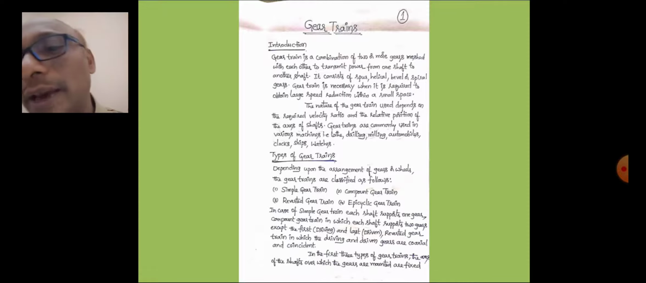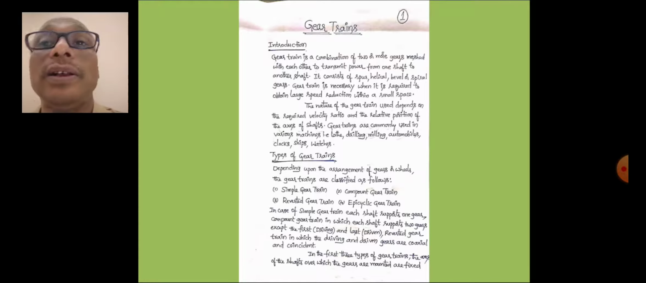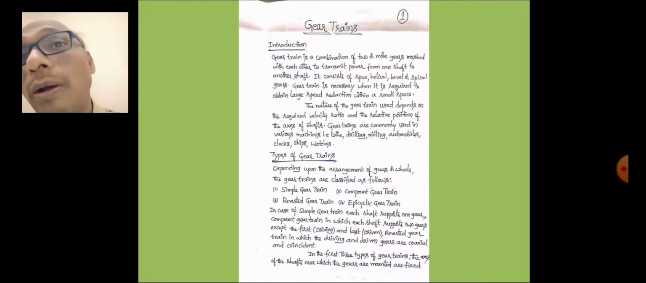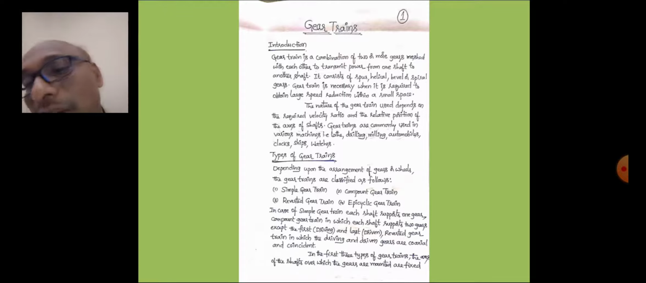And one more point is, in the first three types, that is simple gear train, compound gear train, and reverted gear train, the axes of the shafts over which the gears are mounted are fixed. Because in a simple gear train, on each shaft one gear will be there. In a compound gear train, each shaft is supporting two gears except the driving and driven gear. And in a reverted gear train, the driving and driven gears are coaxial and coincident. So in these three types of gear trains, the axes of the shafts over which the gears are mounted are fixed.